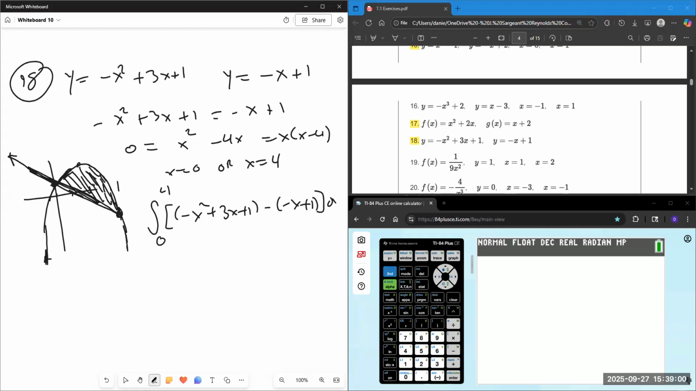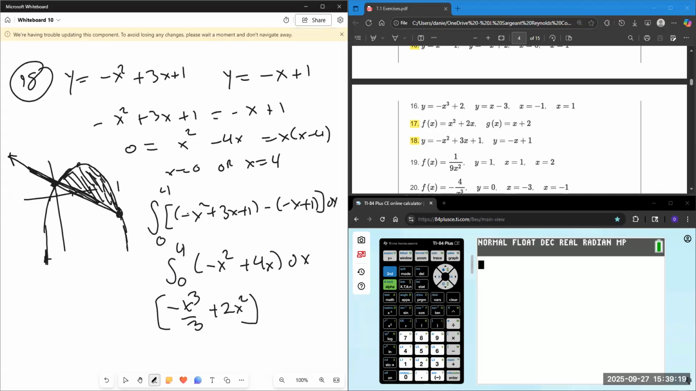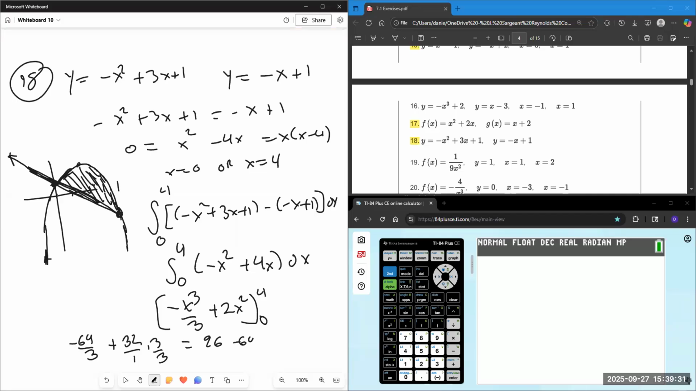And that's the opposite of what I did in this subtraction here. So that's going to be the integral from 0 to 4 of negative x squared plus 4x dx, which is negative x cubed over 3 plus 2x squared from 0 to 4. That is a negative 64 over 3 plus 16 times 2, that's 32 over 1 times 3 over 3, that's 96, minus 64 over 3 is 32 over 3.